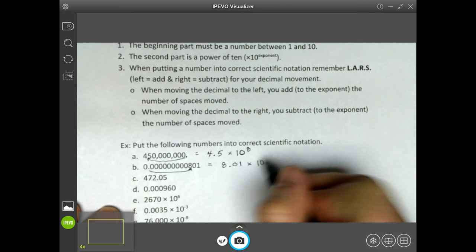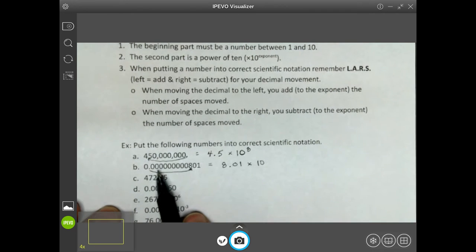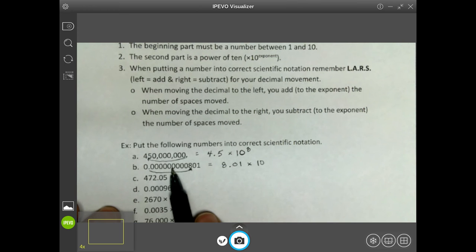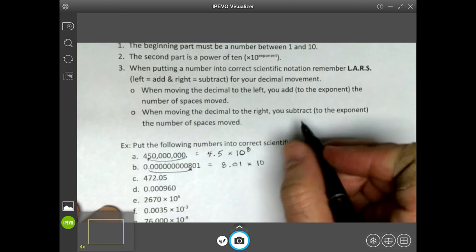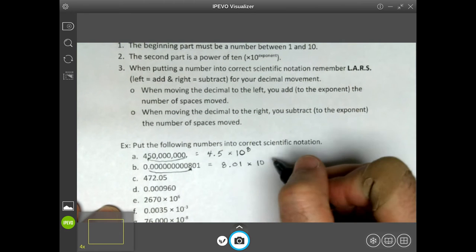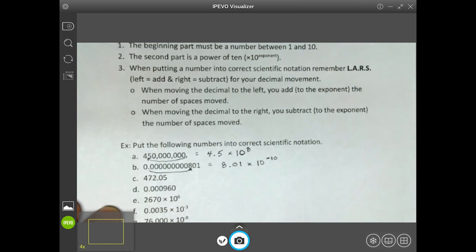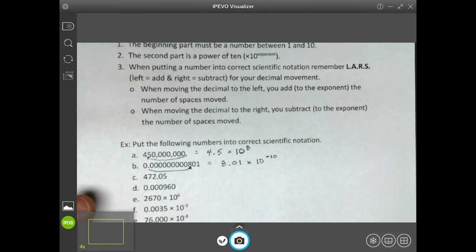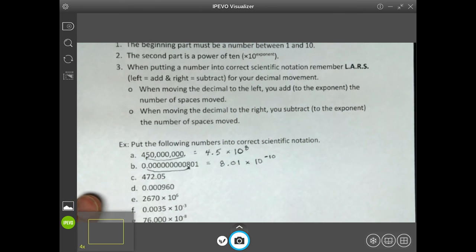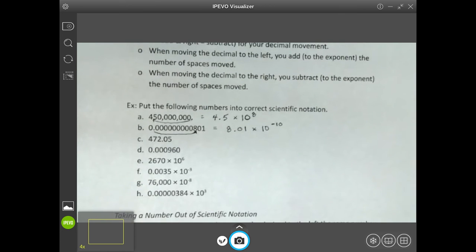times 10. And then we've got to count how many times we moved it. This is a little harder. 1, 2, 3, 4, 5, 6, 7, 8, 9, 10. So if you move it to the right, when putting it into scientific notation, you subtract, so it's going to be negative 10. How do we feel about that? Does that make sense? Everybody's good?